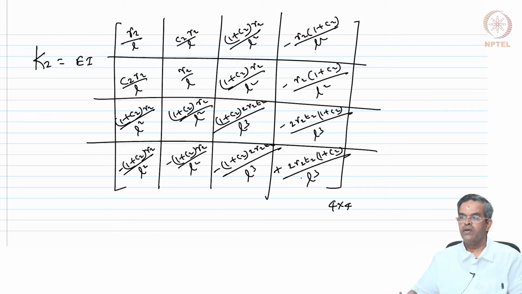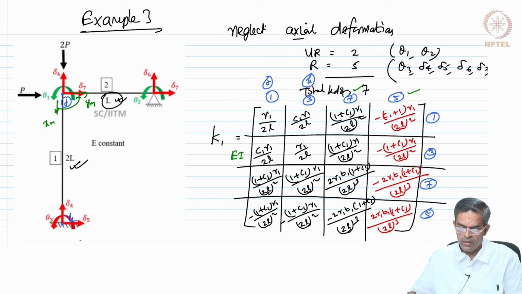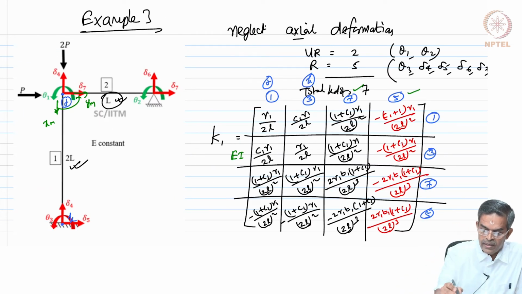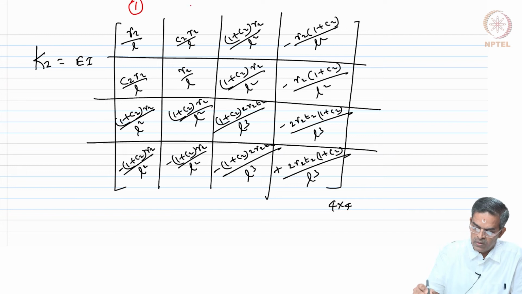Okay. So, let us mark the labels. Look at this figure. I am calling this as my j end and this as my k end. This becomes my xm and this becomes my ym for the member 2. So, I should say the labels are going to be 1, 2, 4 and 6. Okay. Let us mark them here: 1, 2, 4 and 6.